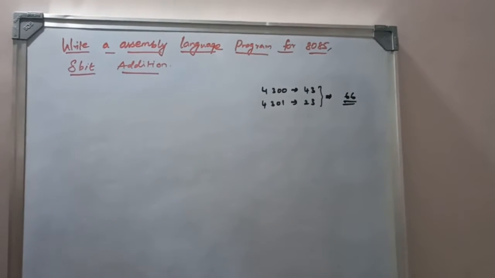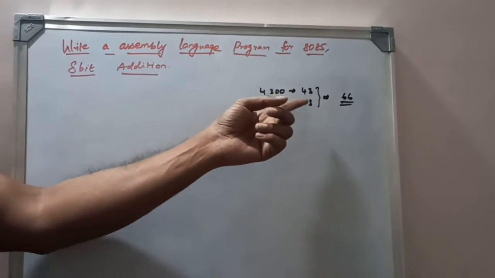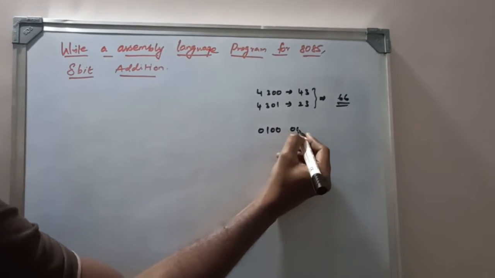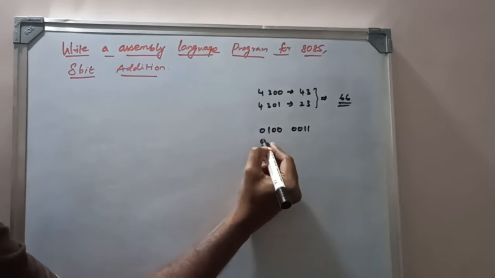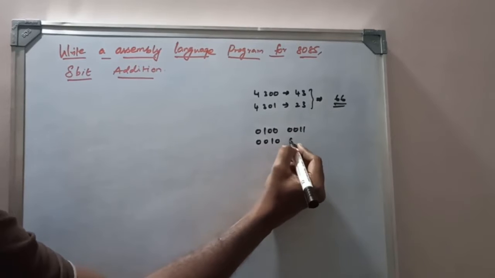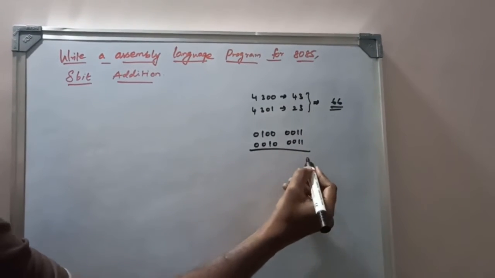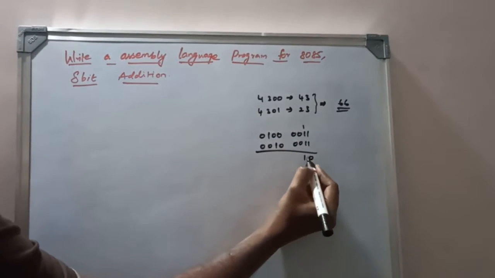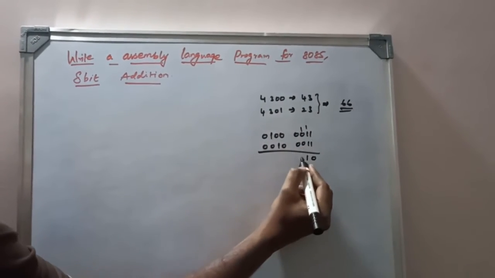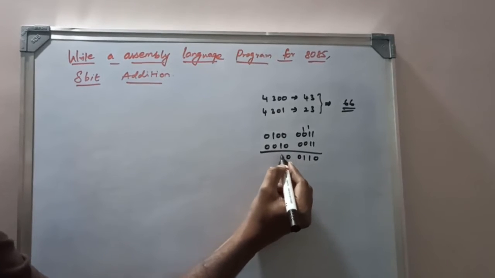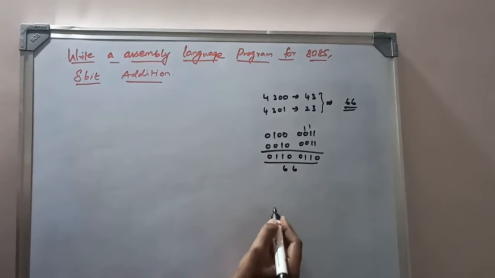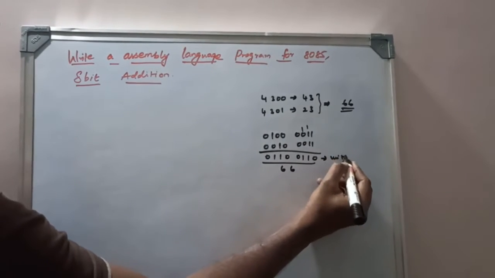First, convert 43 and 23 to binary. The equivalent value of 43 is 01000011. The equivalent value of 23 is 00100011. Just adding the two values, 1 plus 1 is 0, and the carry propagates to the next bit. 1 plus 1 plus 1 is sum 1, and the carry propagates to the next bit. The final result is 66, and this result is without carry.